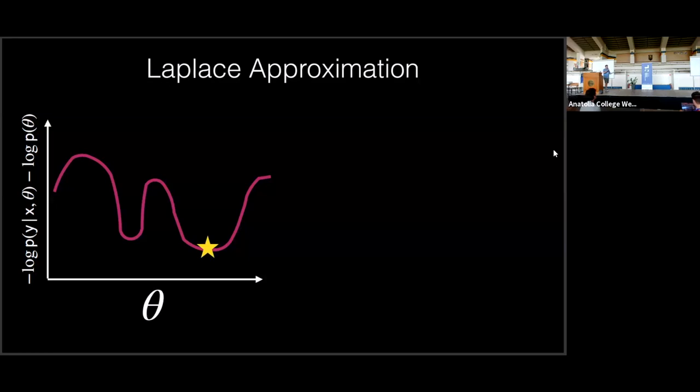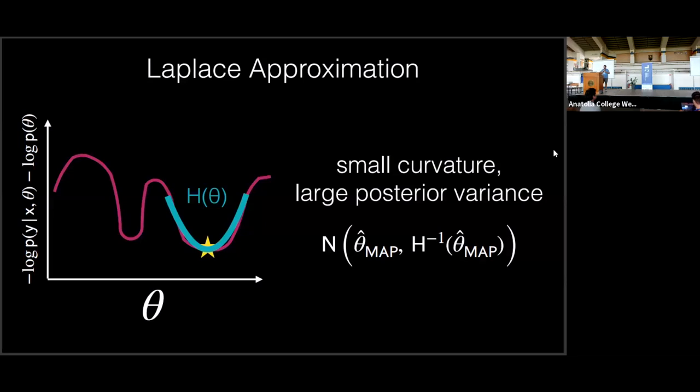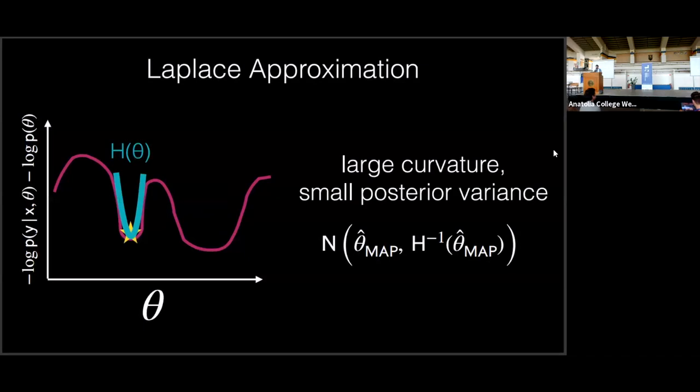And so imagine we find a point estimate, or just our point estimate lands in one of the valleys on this optimization surface. Computing this Hessian matrix will capture the curvature in that region. Right, so in this case where the valley is sort of broad, this is an area of small curvature, and therefore when we take the inverse in the approximation, we have large posterior variance. Conversely, if we would have landed here in this narrower local optimum, we would have had large curvature. And so when you take the inverse Hessian, it's a small posterior variance.